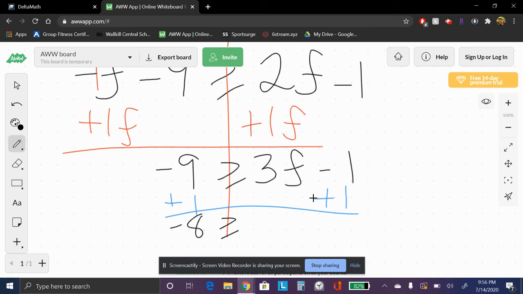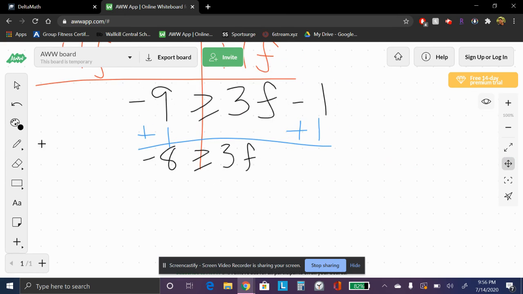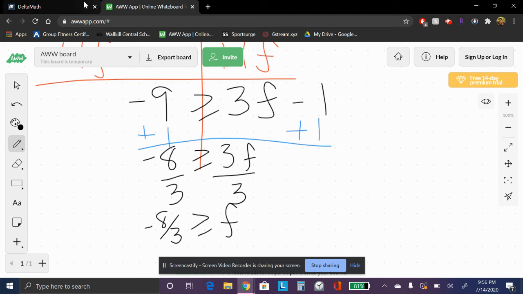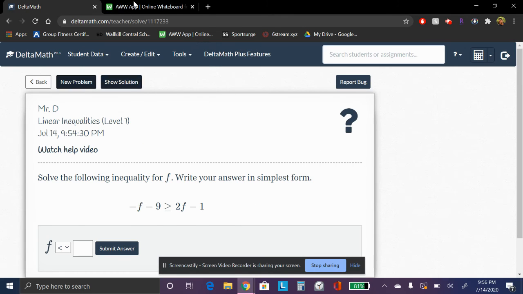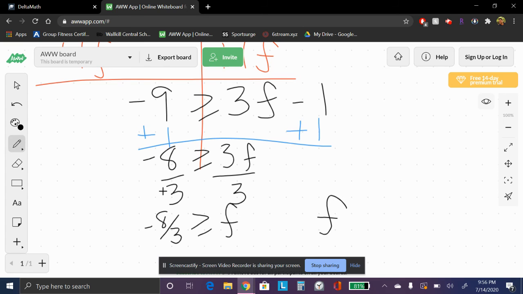Is this going to give me a fraction? Maybe. So then what we do here is divide both sides by 3. Now 3 doesn't go into 8 nicely, but you can leave it as a fraction, negative 8 over 3. Remember, the f is on the other side, so another way to write that is f is, pointing to the f, so I'm still going to keep it pointing to the f, negative 8 over 3.